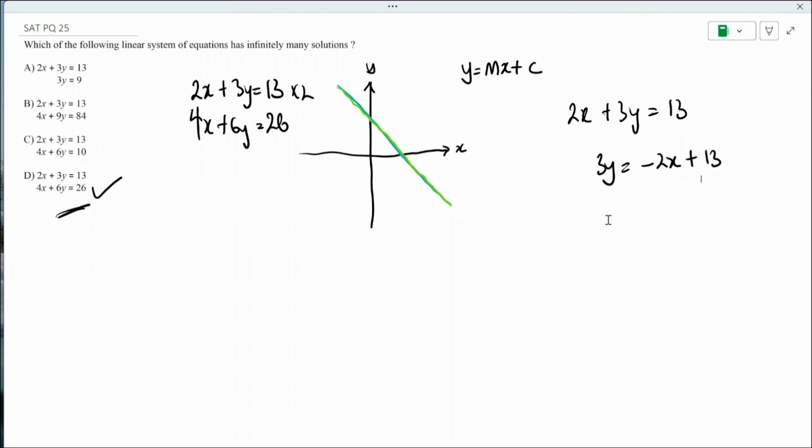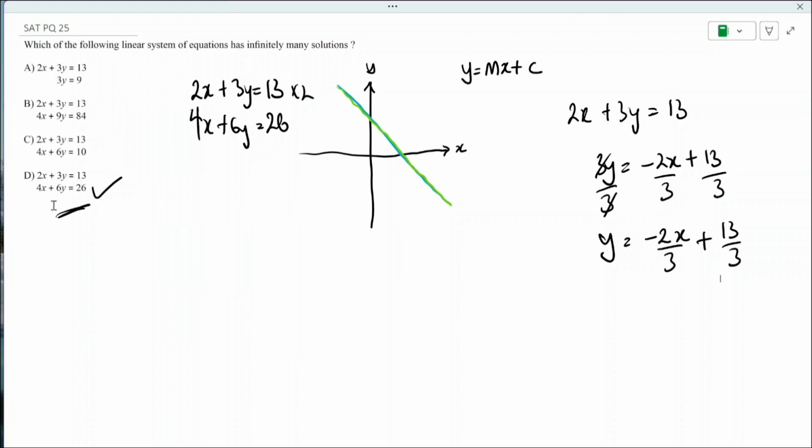To make it like this, you have to make the coefficient of y 1. So you divide through by 3. So you divide by 3, by 3, by 3. So here, 3 will cancel 3. You have y equals negative 2x over 3 plus 13 over 3. That's the first equation written in a way that shows the gradient and the y-intercept. The y-intercept is where the line crosses the y-axis. And the coefficient of x, which is negative 2 over 3 in this case, is the gradient.